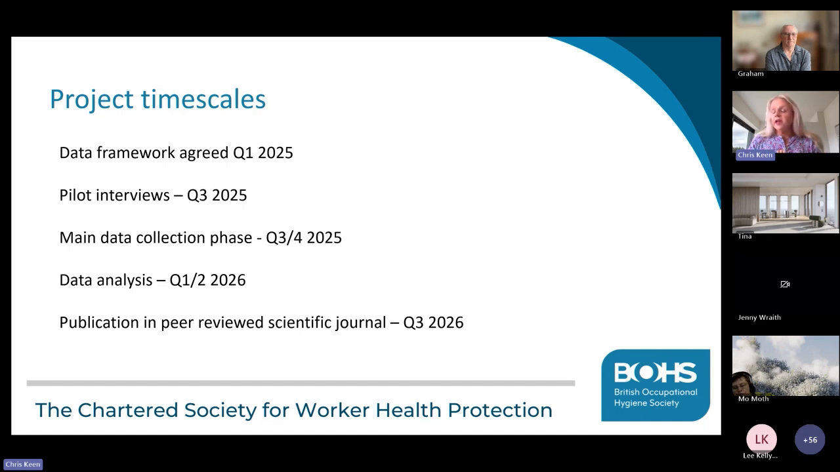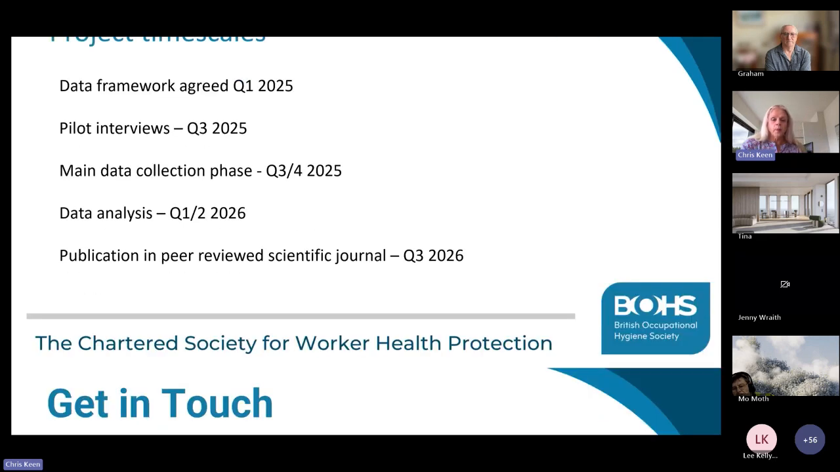We have a research student at one of the universities contracted to work with us on this, and this person will be conducting an analysis of all this data in Q1, Q2 of 2026. And ultimately, we aim to publish this in a peer-reviewed scientific journal, most likely our own publication, the Annals of Work Exposures and Health, next autumn 2026. So they are the timescales for what we're intending to do.